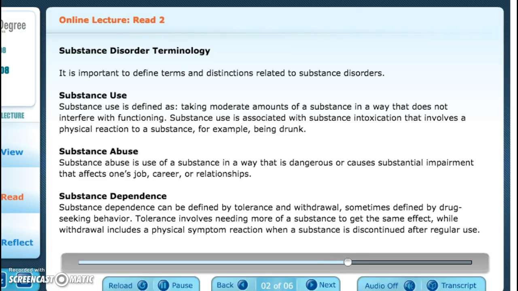Substance dependence. Substance dependence can be defined by tolerance and withdrawal, sometimes defined by drug-seeking behavior. Tolerance involves needing more of a substance to get the same effect, while withdrawal includes a physical symptom reaction when a substance is discontinued after regular use.